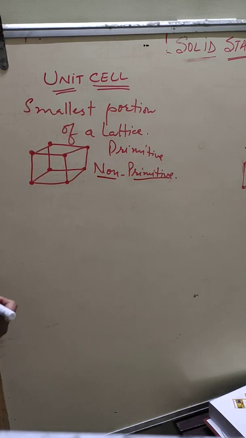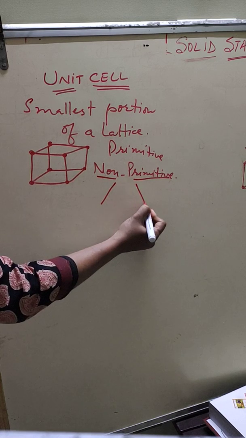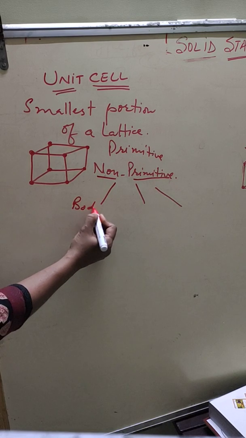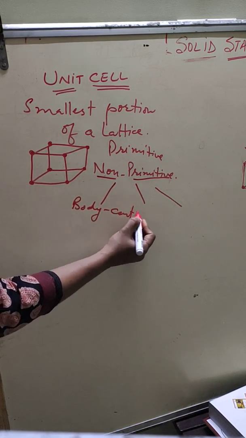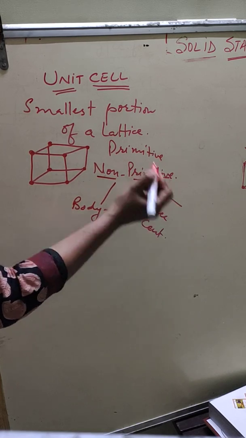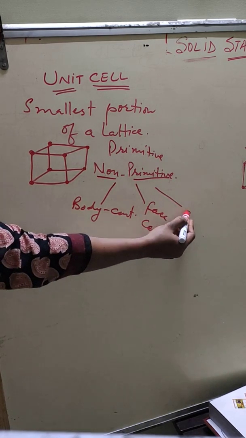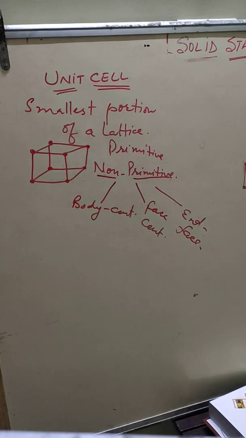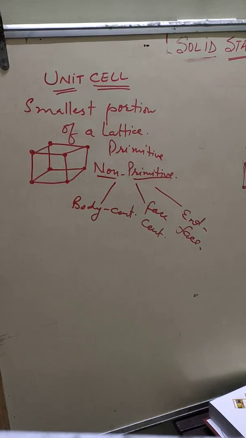And depending upon the position of the particles other than the corners, we are dividing the non-primitive unit cells into three types. One is called the body-centered unit cell, another is called the face-centered unit cell, and the third one is the end-face centered unit cell.